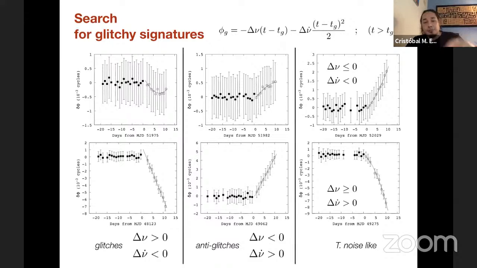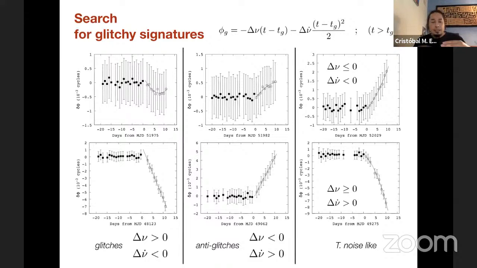But we also search for what we called anti-glitches, which is a negative delta nu and a positive delta nu dot, exactly the opposite thing, which gives you exactly the inverse signature. But we also look for what I call timing-noise-like signatures, which is when the two changes have the same sign, including the possibility that the change in frequency is 0.